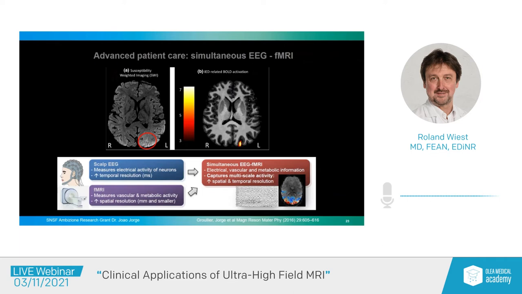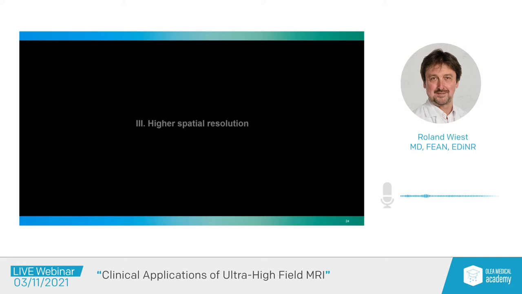In the third part, I would like to cover a bit more the classical applications. As I said previously, the principal advantage of the ultra high field MR is the higher spatial resolution and the possibility to build smaller isovoxel resolution sequences. And there I would like to start again with a clinical example over here.